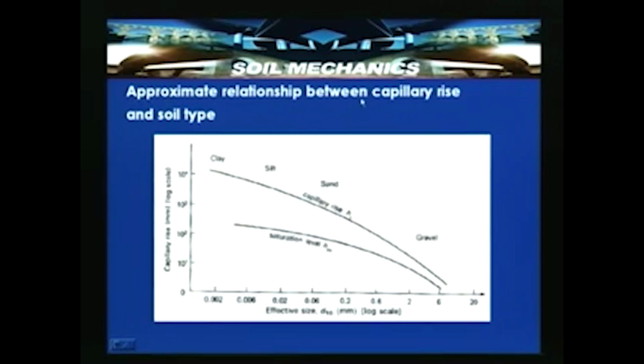So, this is the approximate relationship between capillary rise and soil type. The capillary rise is plotted on a log scale on the y axis, and the effective size D10 is plotted on a log scale on the x axis. Here is the capillary rise HC. Clay has around 10,000 mm, that is around 10 meters, followed by silt, and then sand and gravel.